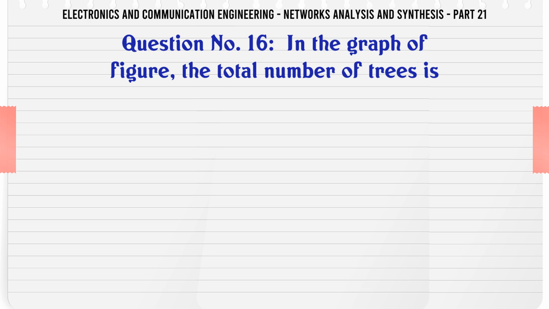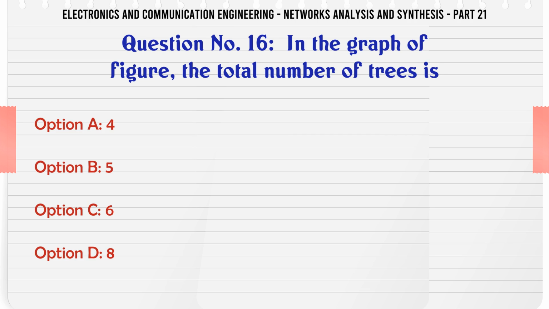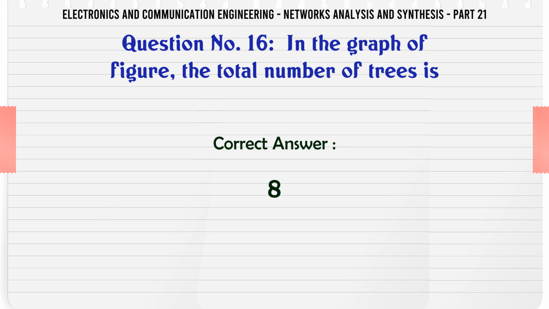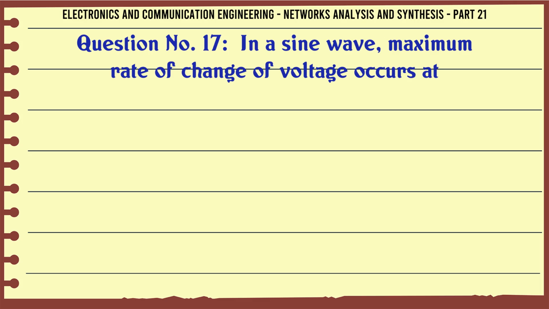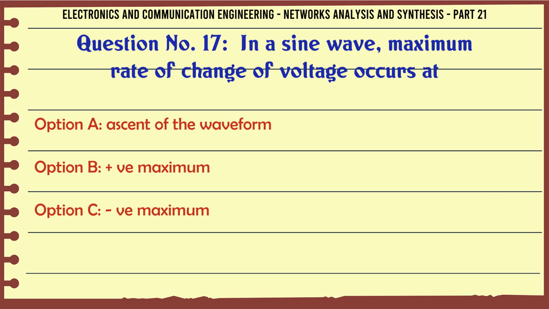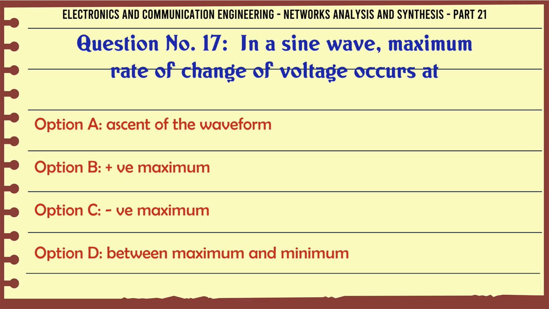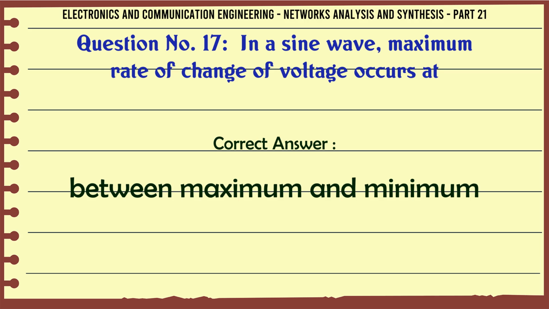In the graph of figure, the total number of trees is A 4, B 5, C 6, D 8. The correct answer is 8. In a sine wave, maximum rate of change of voltage occurs at A ascent of the waveform, B positive maximum, C negative maximum, D between maximum and minimum. The correct answer is between maximum and minimum.